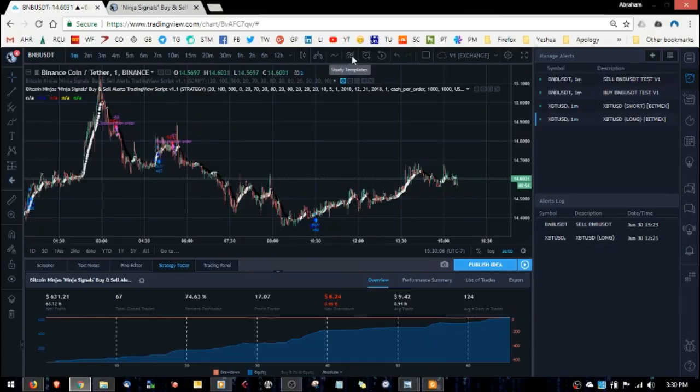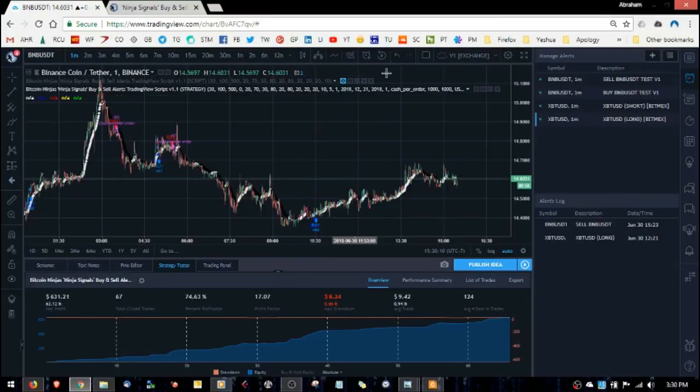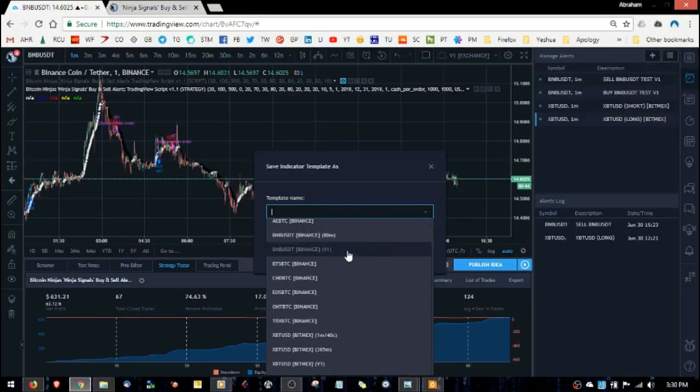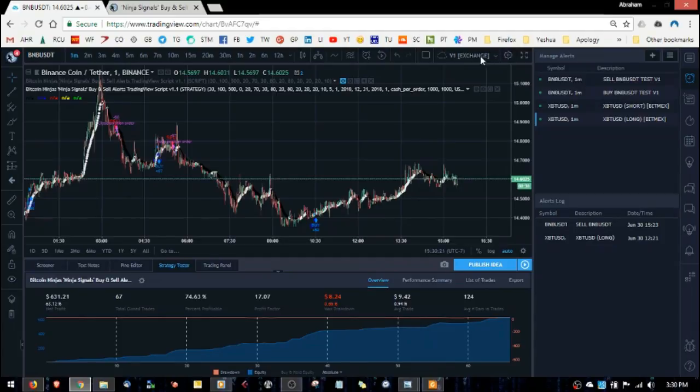To do that, come and click this button, the Study Templates button, click Save Indicator Template, and just type in the name, and you can choose to save the candle interval as well if you'd like. But that allows you to save all different setups that you have between the Save Template option and the Save Chart option. So I recommend using those to really keep your setups separate and organized. It will really help you.